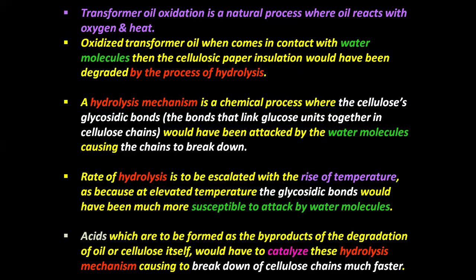The rate of hydrolysis escalates with the rise of temperature, because at elevated temperature the glycosidic bonds become much more susceptible to attack by water molecules. Acids, which are formed as byproducts of the degradation of oil or cellulose itself, catalyze this hydrolysis mechanism, causing the breakdown of cellulose chains much faster.